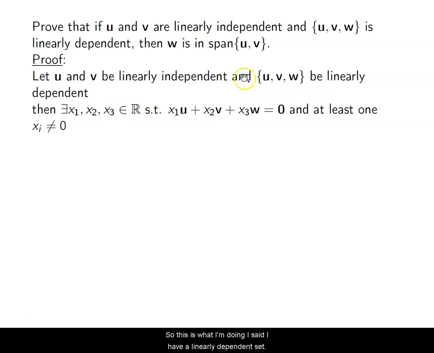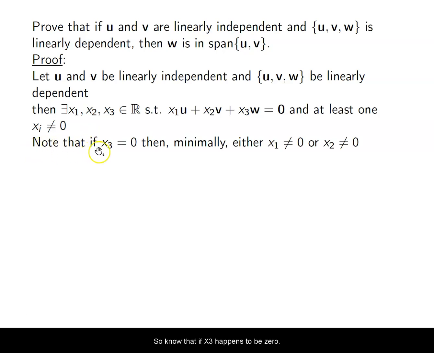So this is what I'm doing. I said I have a linearly dependent set, so I write the definition of what it means to be linearly dependent. Okay. So note that if x3 happens to be 0, then either x1 has to be not 0, or x2 has to be not 0. So if I let this one be 0, that means one of these is not 0, because remember, one of them has to not be 0, at minimum, if I had two zeros and one not 0.